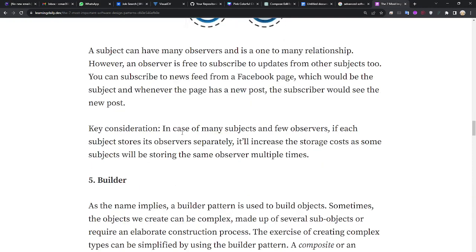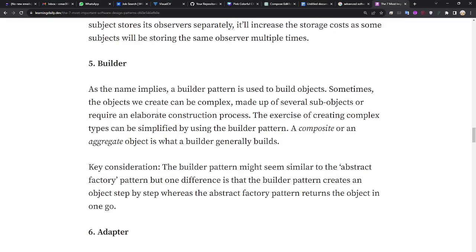Key consideration: in case of many subjects and few observers, if each subject stores its observers separately, بشكل منفصل, it will increase the storage, هتزود الذاكرة. Costs, as some subjects will be storing the same observer multiple times.